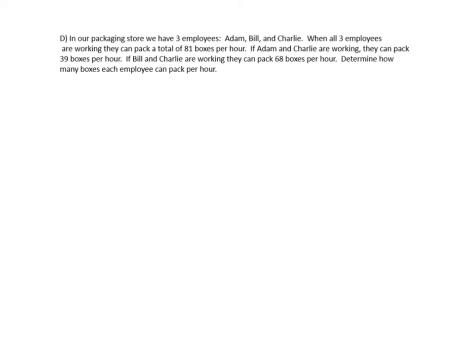Example D was a lot like what we did in the last example yesterday. So we have 3 employees. We have Adam, Bill, and Charlie. I'm just going to call them A, B, and C for my equations. First sentence says when all 3 are working, they pack 81 boxes per hour. So that is Adam plus Bill plus Charlie equals 81.